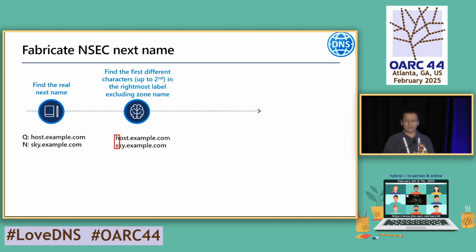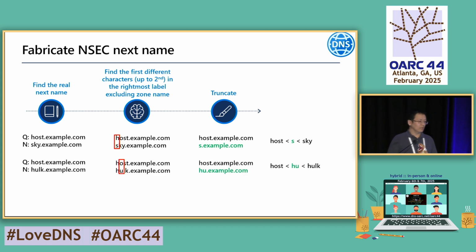To find the actual next name for the NSEC record, the overall algorithm is very similar. First, we need to find the actual real next name, and we still need to try to find the first different letter in the rightmost label. Then we just do a simple string truncation, and we don't do anything else. And here's another example. If the first letter is the same, we jump to the second letter. We just do a simple string truncation.